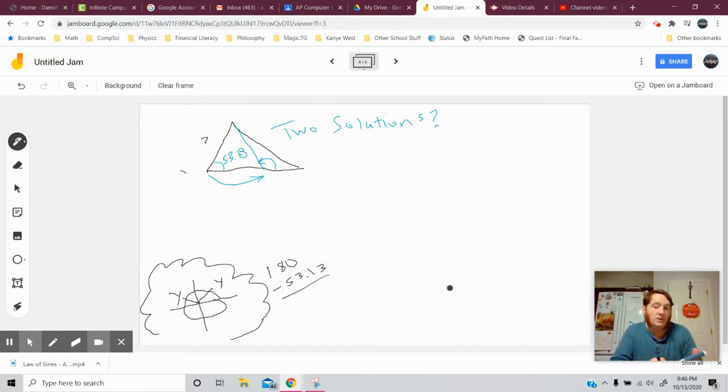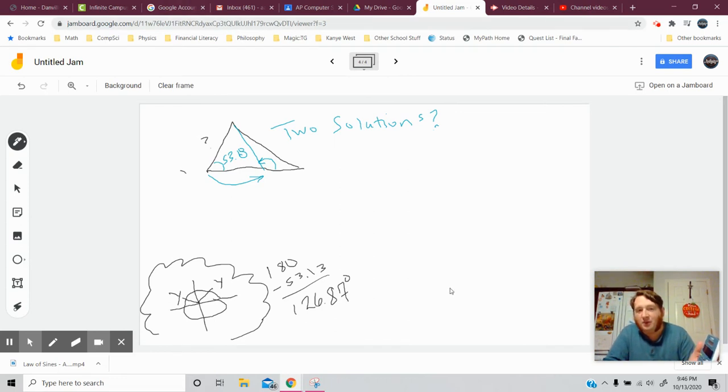The calculator doesn't know. It doesn't provide both. You have to know enough to go check and see if it could be the other one. In this case, the other angle would be 126.87 degrees. So if you check on your calculator, if you do sine of 126.87, that's 0.7 and then a whole bunch of nines and then an 8928. And if you check sine of 53.13, you get the same decimal. That's why there might be two solutions.